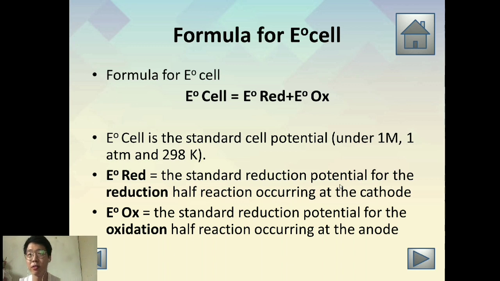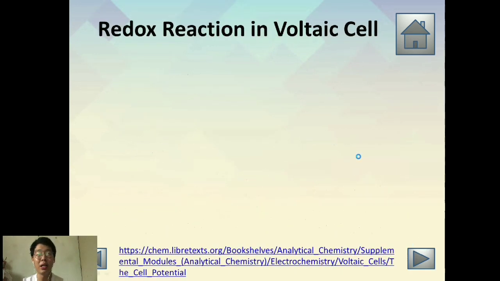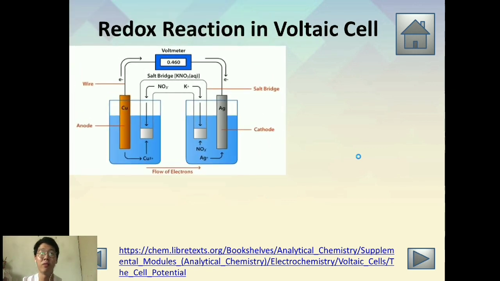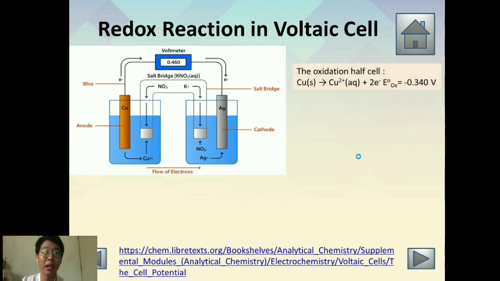Okay, for the next slide, after we understand the reaction happening in the voltaic cell, let us see an example of a real reaction in a voltaic cell. The diagram shows the voltaic cell. Here, it is labeled with copper as the anode and silver as the cathode. At the copper anode, oxidation occurs. The Cu will release electrons to form Cu2 plus. The E naught oxidation is negative 0.34 volt.